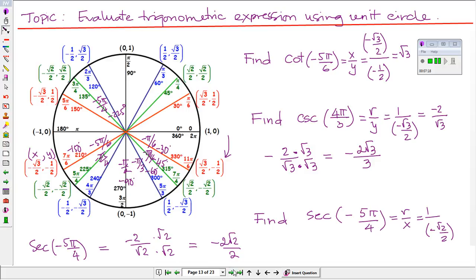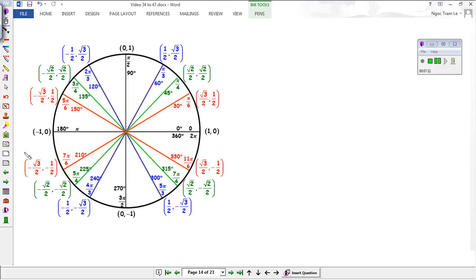Okay, let's do one more example. What happens if we want to find tangent of negative 5 pi over 4? Again, we know that for pi over 4, the terminal side must be one of these 4 green colors. So we start right here.